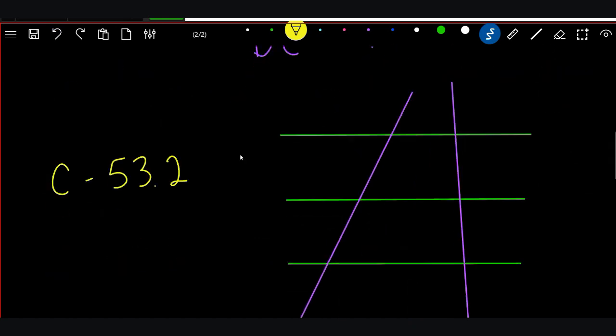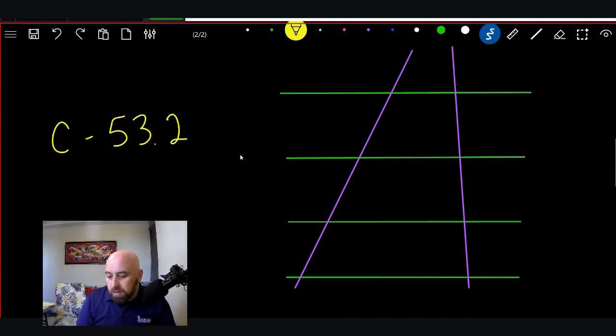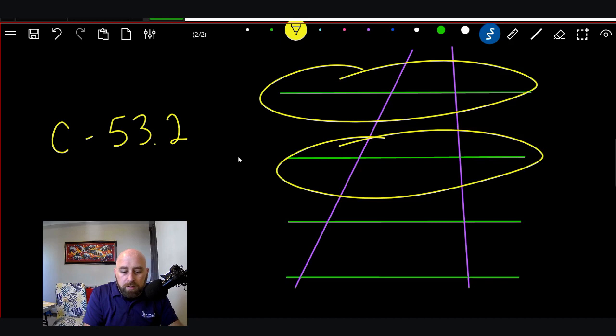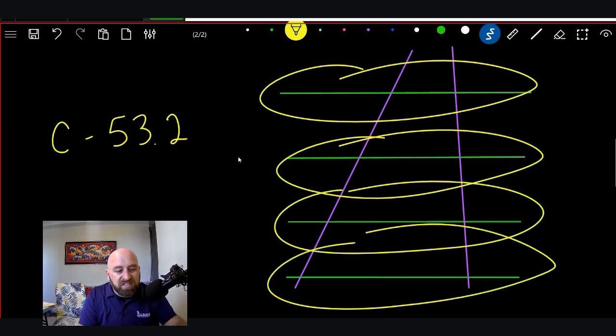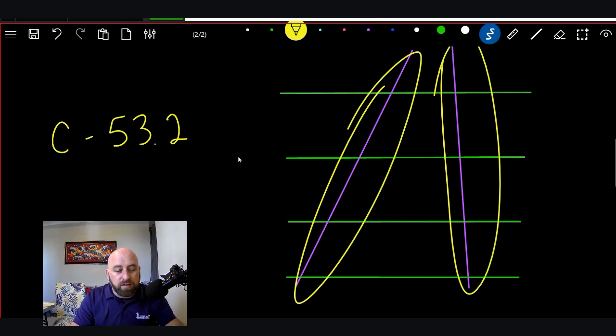And next thing is corollary 53.2. Corresponding segments cut off on two transversals by a series of parallels are proportional. Now, I want you to think about something. So here is our parallel lines. There's one, there's one, there's one, there's one. There's a series of parallel lines. And then here's our transversals. There's a transversal, there's another transversal.